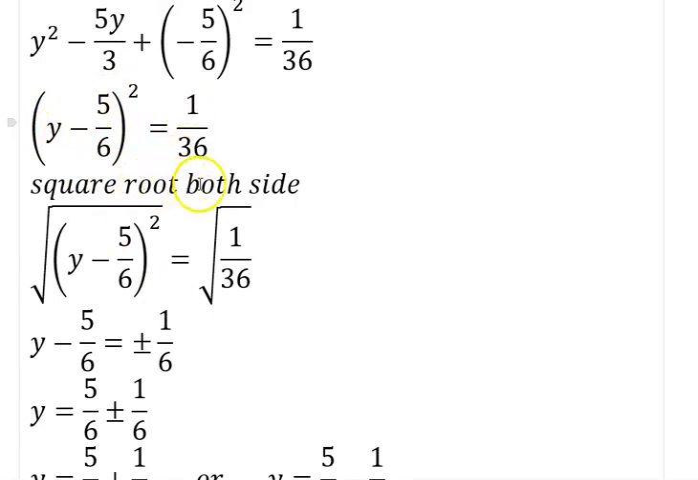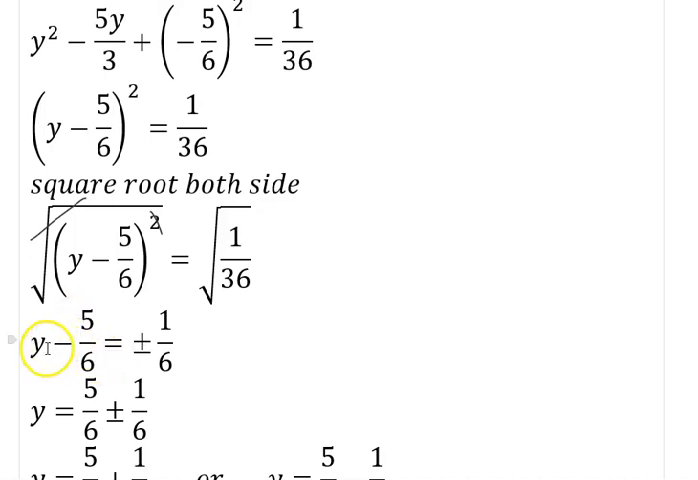So you square root both sides. You want to remove this square. You do what? You square root both sides, such that this square will cancel out this square root. You will now be left with what? Y minus 5 over 6 equal plus or minus square root of 1 is 1, and square root of 36 is what? 6. You'll be left with what? 1 over 6 here. Awesome. Because you have plus or minus here.